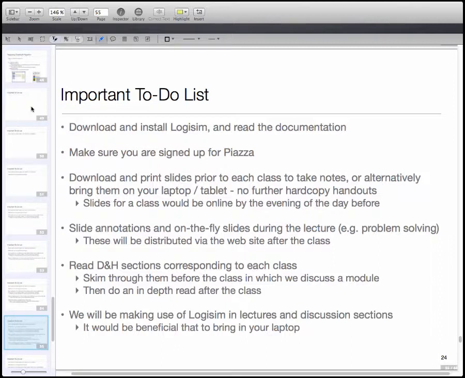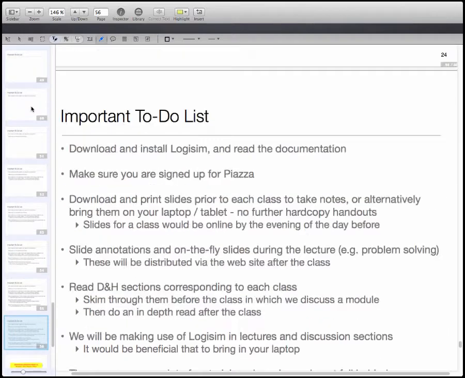And we'll be making use of Logisim a lot in discussion section and occasionally in the lectures as well. So having your laptop handy would usually be quite beneficial.